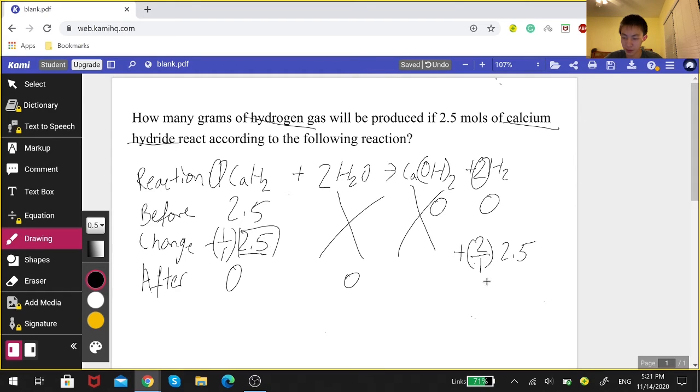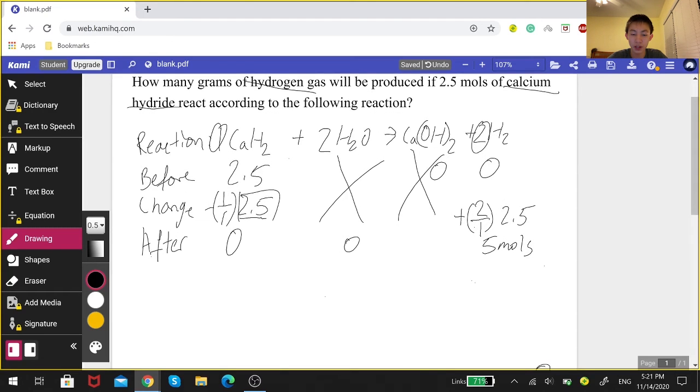2.5 times 2 is 5. 5 moles. So how many grams of hydrogen gas? We have 5 moles of H2. 1 mole will go on the bottom, my bad. 1 mole of H2. H is 1.01 times 2 is 2.02 grams.